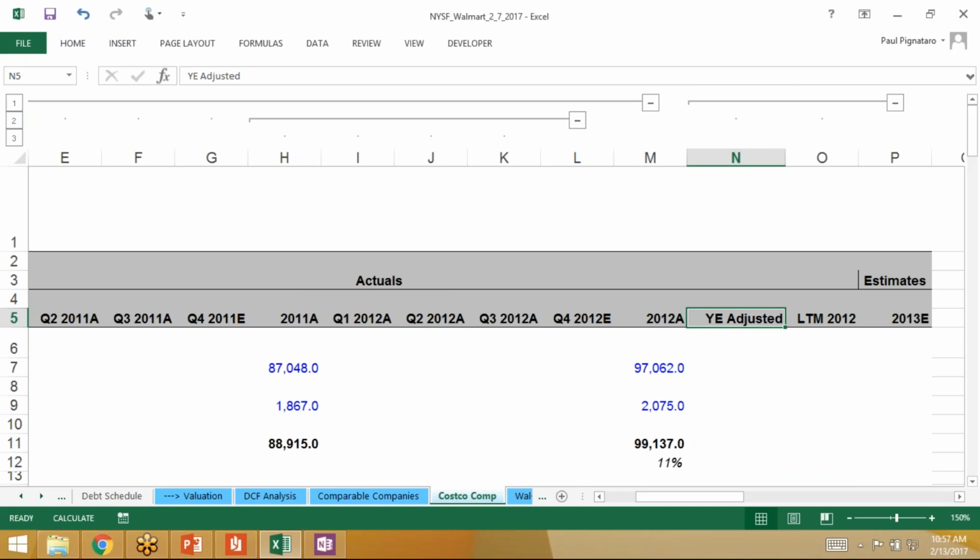And then we need LTM. The LTM is not just taking Costco and adding quarters and subtracting quarters to get to Costco's LTM. We need to get to a timeline that matches Walmart's LTM, which we now know is July 31st, 2012. So how do we lay out the combination of Qs and historicals to get to the year-end adjusted and LTM? We're going to do that tomorrow. It will probably take the whole class.